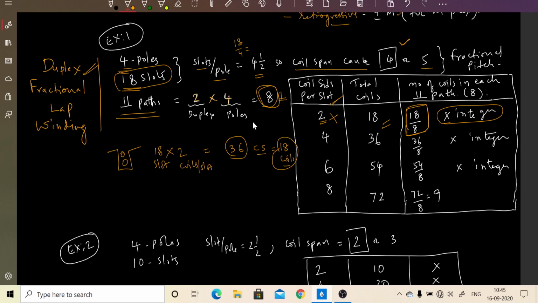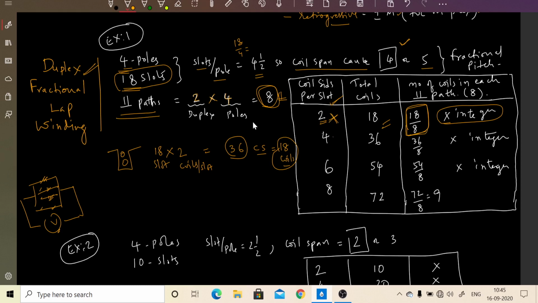So in each parallel path we should have equal number of coils, so that equal EMF will be induced in each parallel path. Okay, so if I collect the voltage here, so voltage should be same in all the parallel paths. One parallel path cannot be more and another parallel path cannot be less. So they should be equal in each parallel path. So the number of coils in each parallel path cannot be divided equally. So that is why this is not possible.